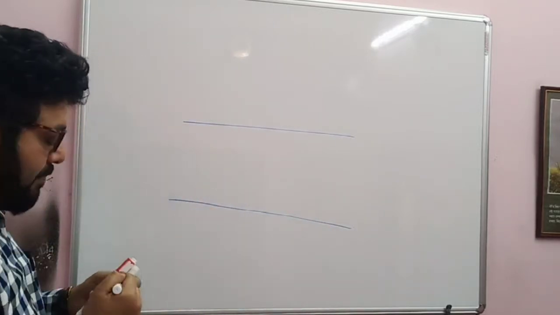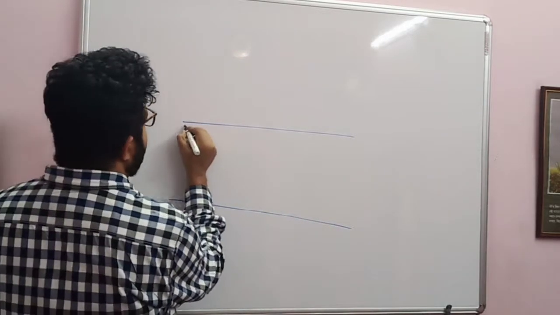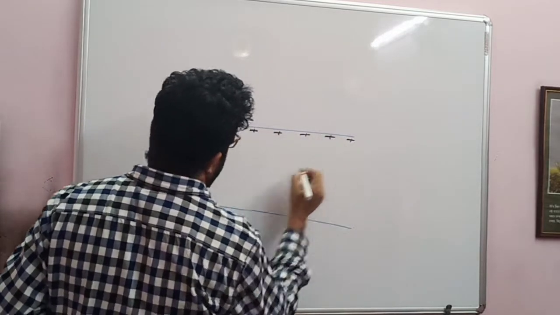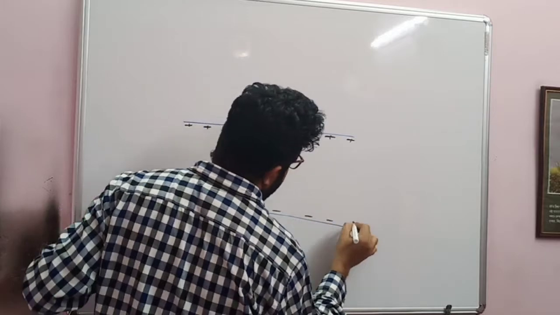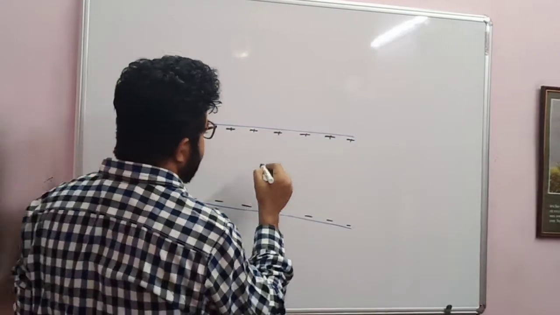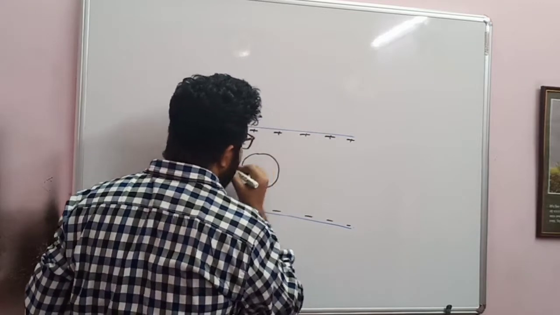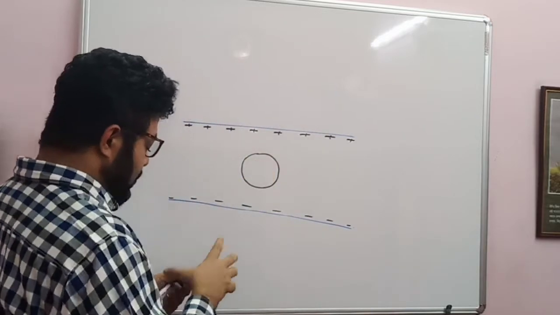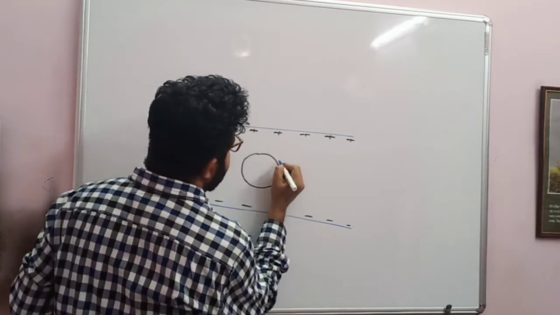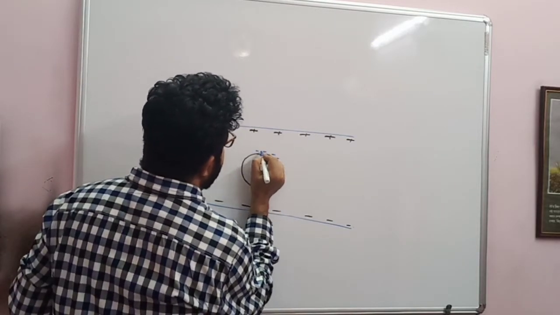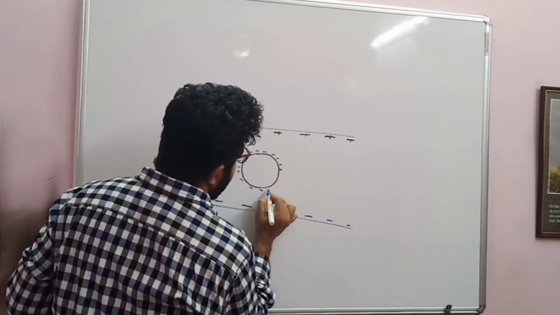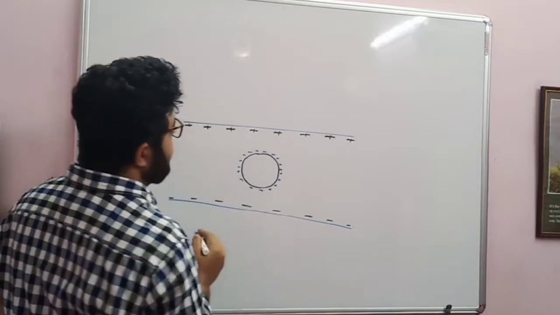You have a parallel plate capacitor. Let that side be the positive plate and that side be the negative plate. So it will look like this. 2 plates are there, and inside this you put a sphere. So when you put a sphere, what happens? This side is negatively charged and this side is positively charged. So now what happened?